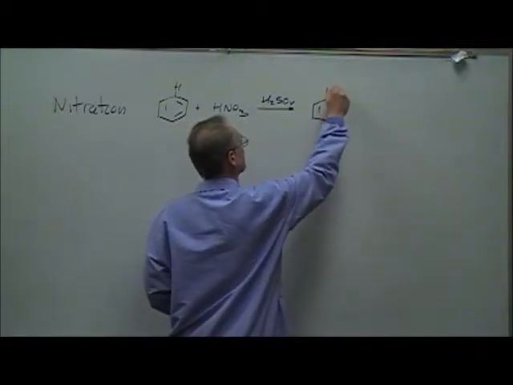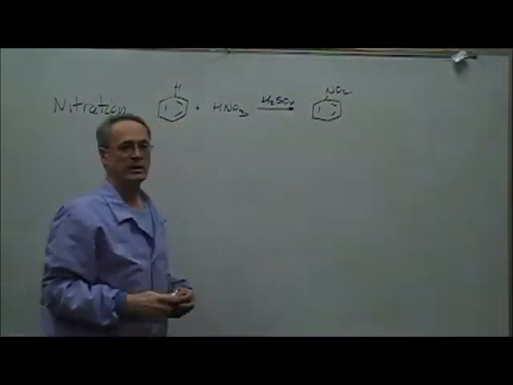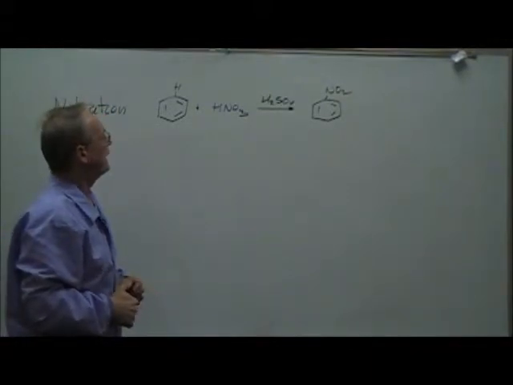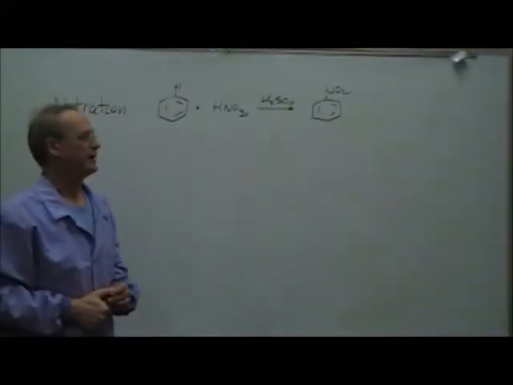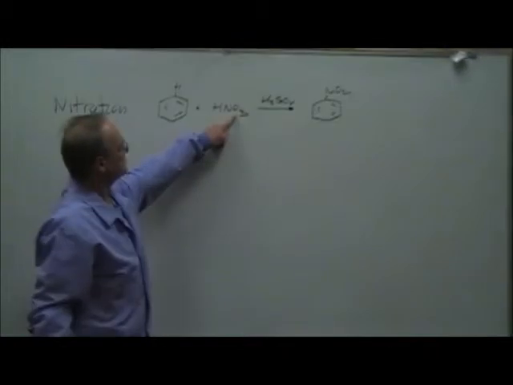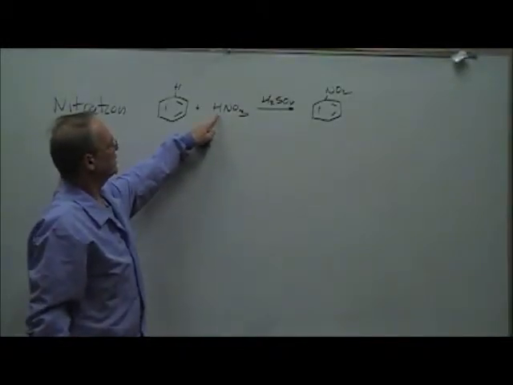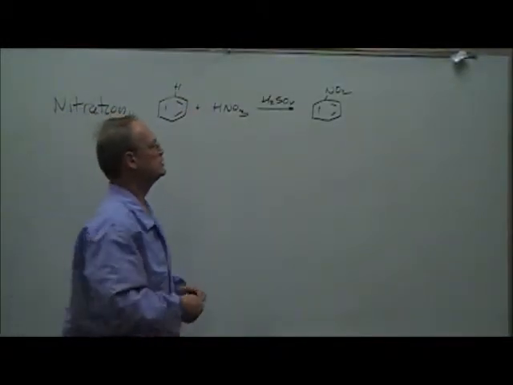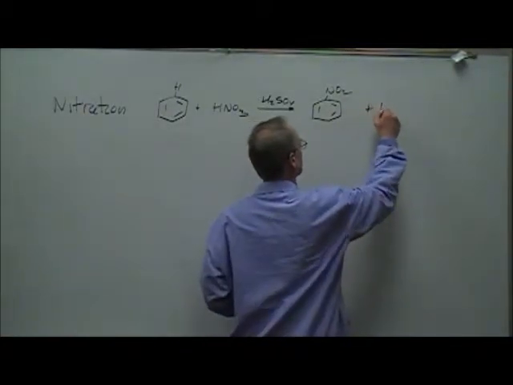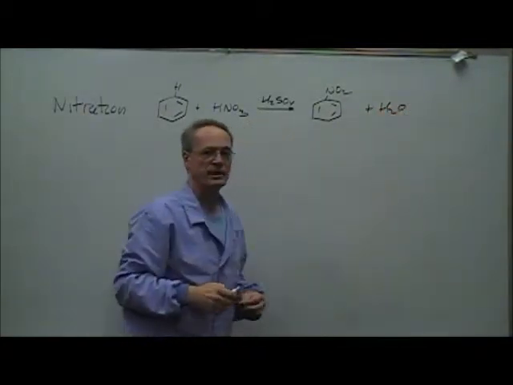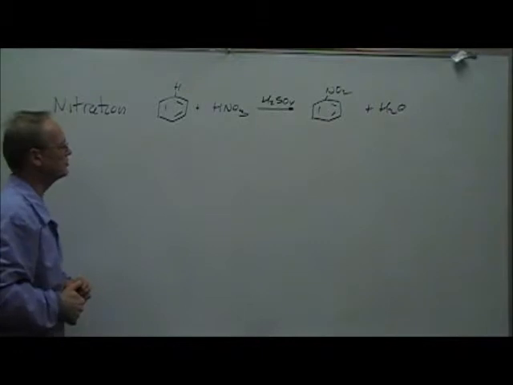a hydrogen having been replaced by a nitro group. And what else? What else do we need to balance the equation? Well, one of the oxygens from here is gone. That hydrogen is gone, and that hydrogen is gone. So as you might have guessed, we will get water as a byproduct. Okay, so there's the balanced equation.